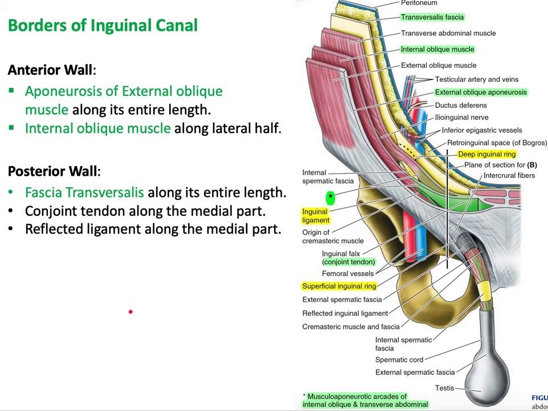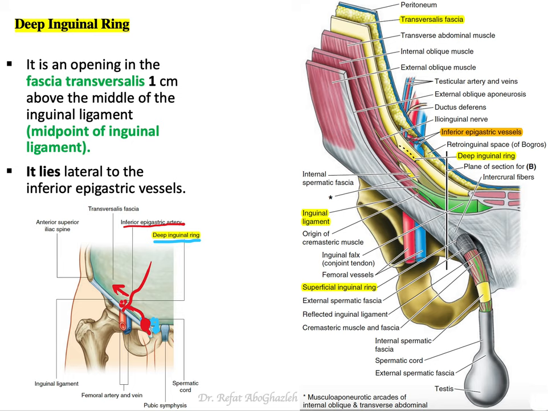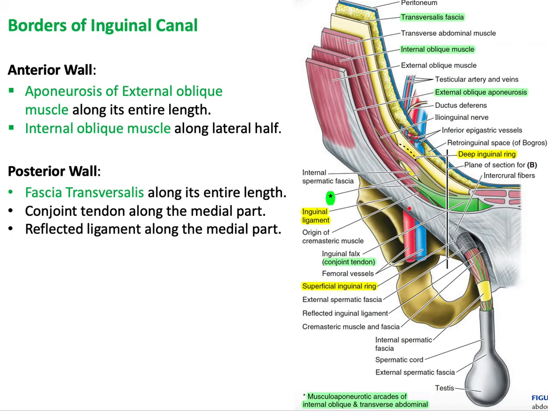Okay. Now, let us talk a little bit about the inguinal canal. This canal is located between the superficial and deep rings. If you look at it here, this is the superficial inguinal ring, and here is the deep inguinal ring. And down below it, this is the inguinal ligament, right? So that means this is the canal. This is the canal. So anterior to the inguinal canal, we have the aponeurosis of the external oblique muscle, right? Along its entire length.